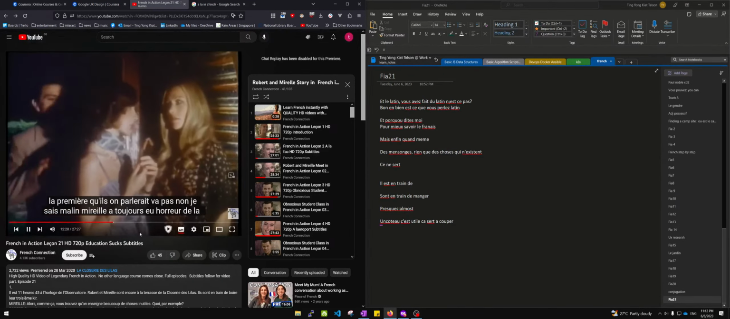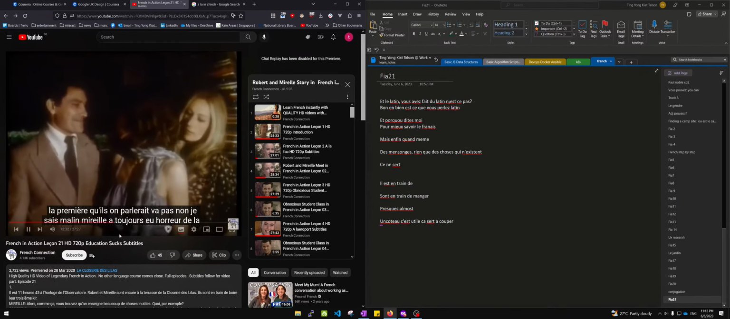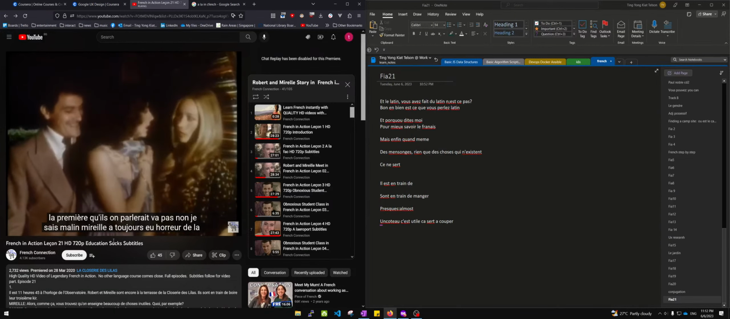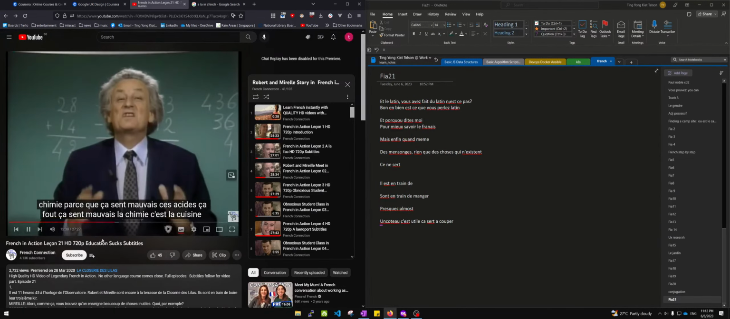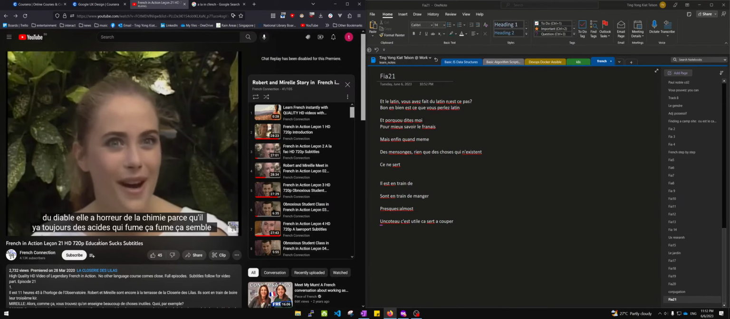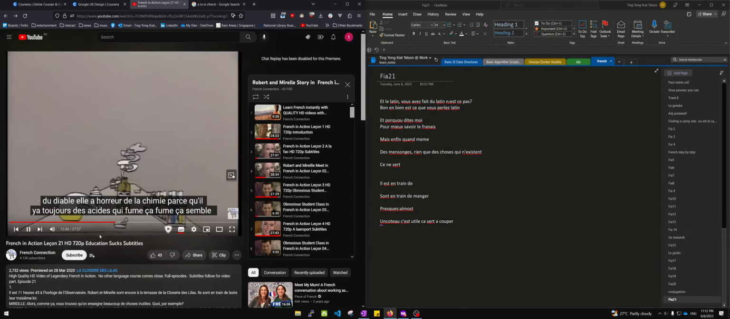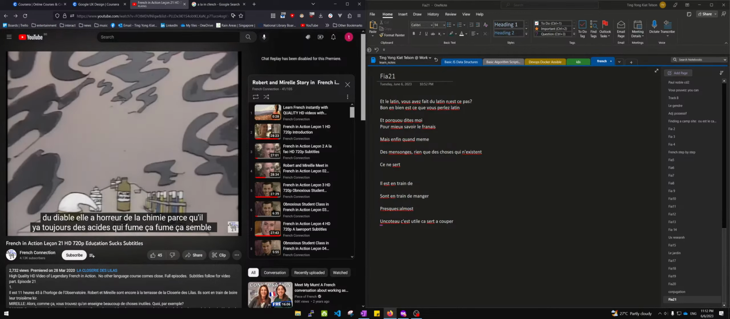Je serai la première à qui j'en parlerai. Ça va pas, non? J'ai horreur de ce test. C'est malin. Mireille a toujours eu horreur de la chimie parce que ça sent mauvais. Tous ces acides, ça fume, ça sent mauvais. La chimie, c'est la cuisine du diable. Elle a horreur de la chimie parce qu'il y a toujours des acides qui fument. Ça fume, ça sent mauvais.